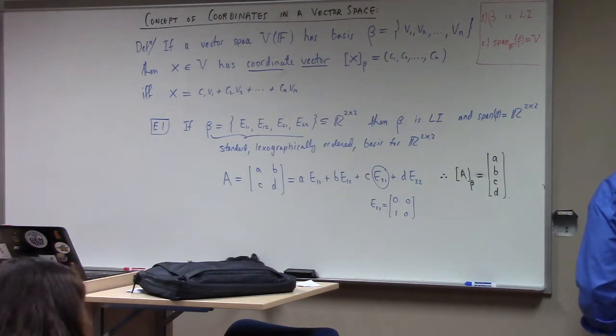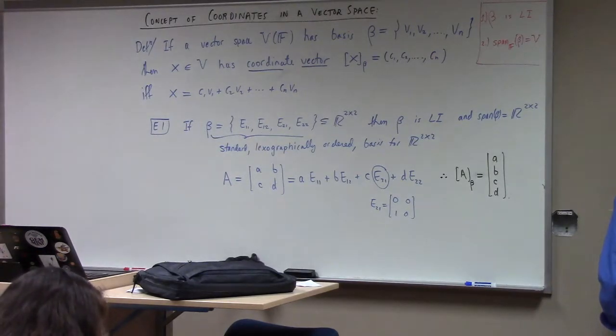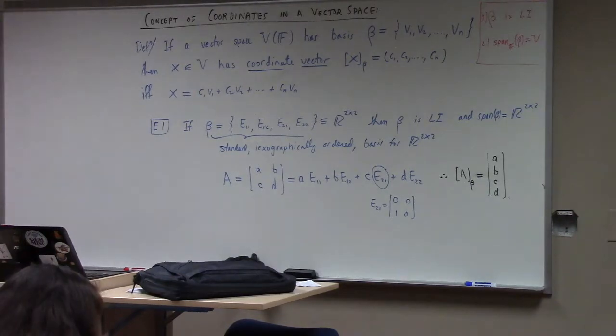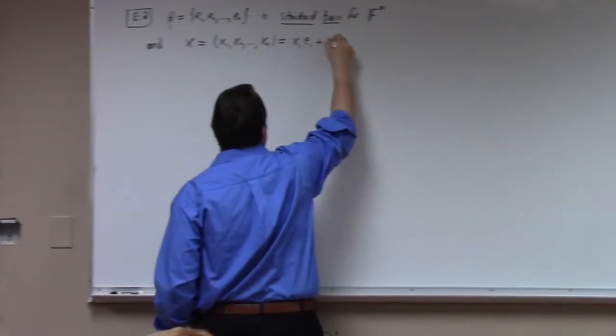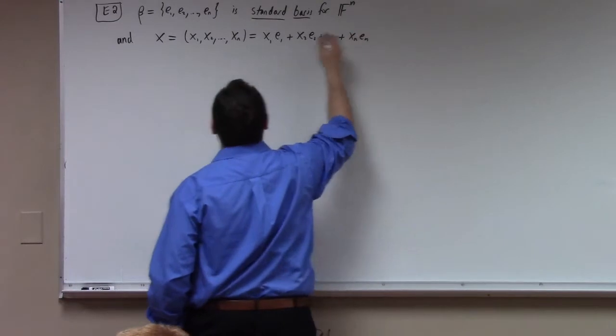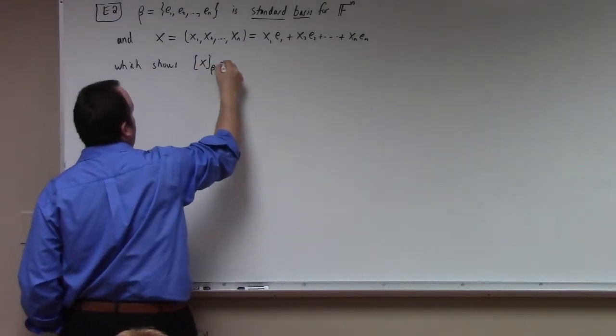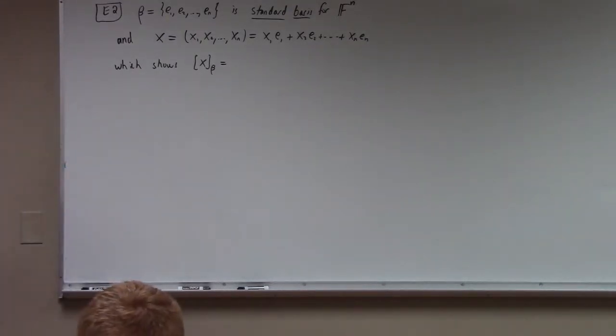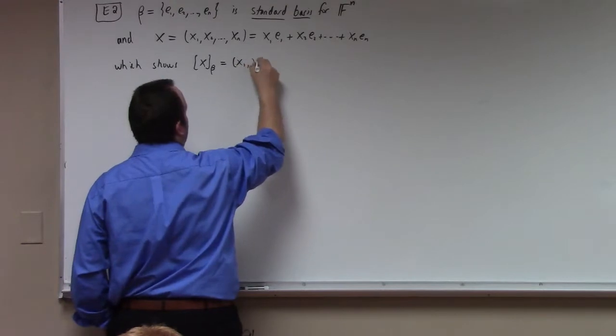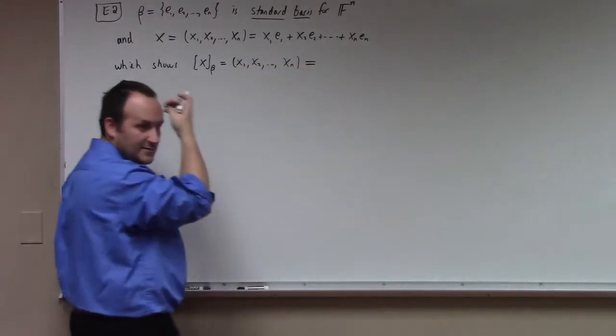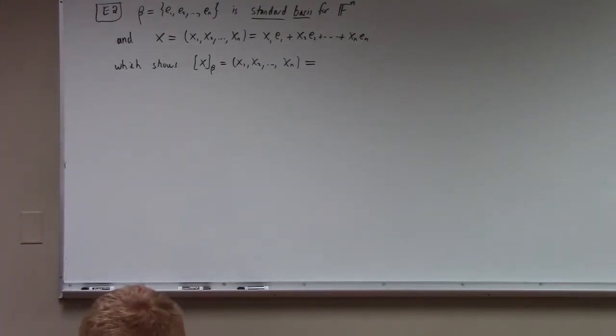Example 2. Beta equal to E1, E2, ..., En is the standard basis for Fn. And if we have x equals x1, x2, ..., xn, of course we can rewrite that as x1 times E1 plus x2 times E2 plus ... plus xn times En, which shows what? What's the coordinate vector of x with respect to beta? x1, x2, ..., xn, which is also known as x, yes.